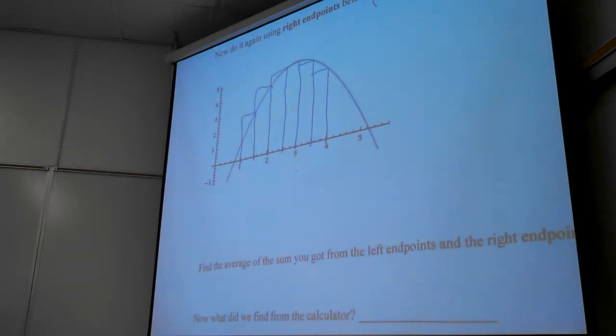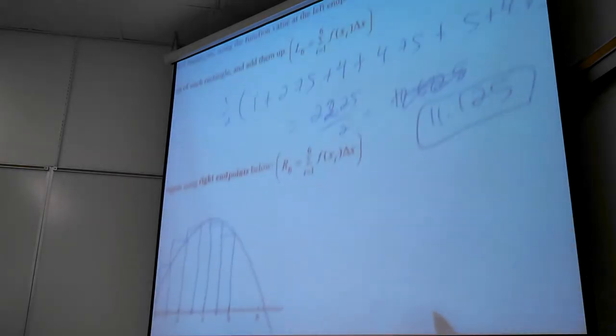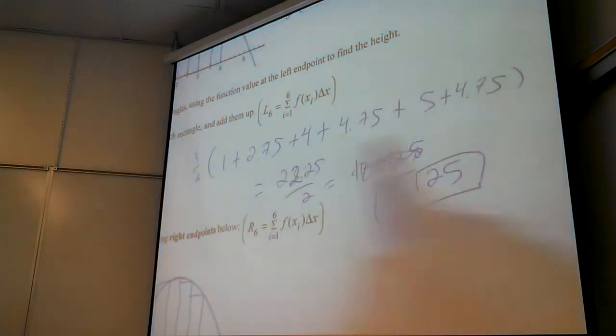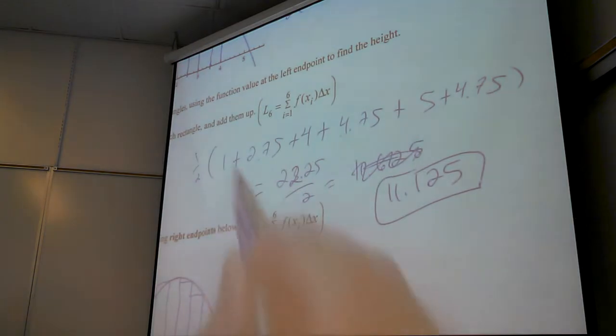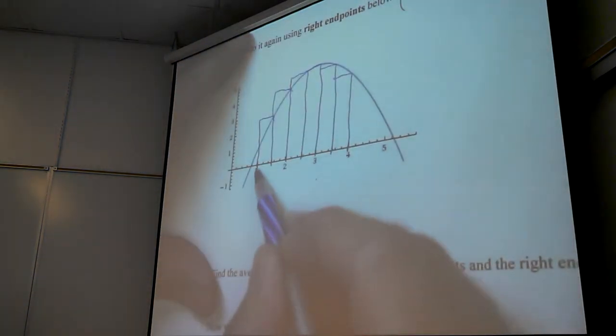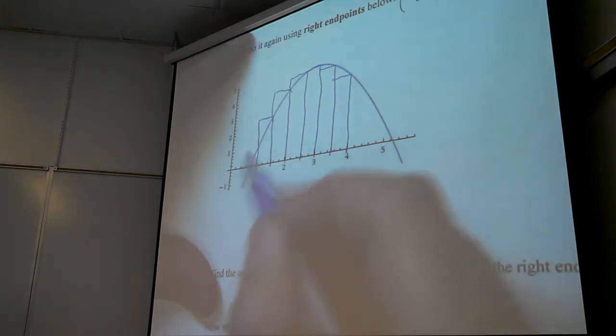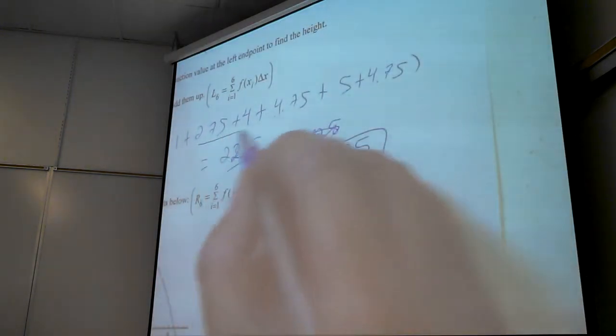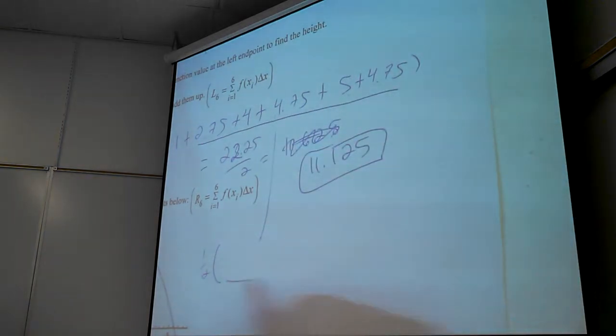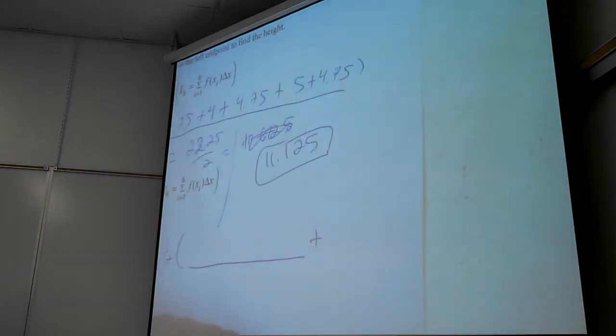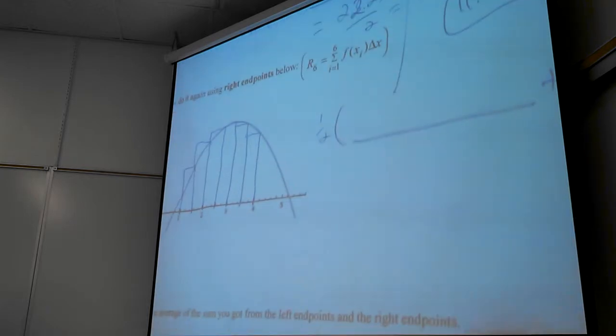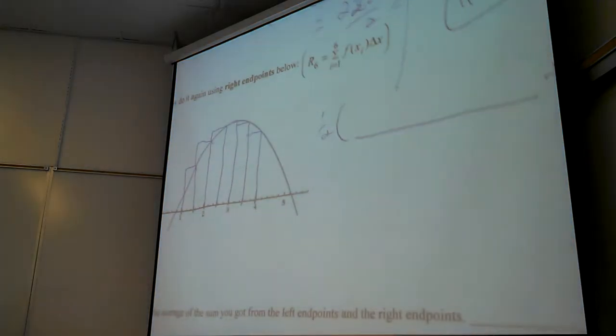You can use this if you want. Calculation-wise, it's better for you to get used to using this. Which one of these are you going to throw out? The one you're going to throw out for the right endpoint, because now I'm not using the one. I'm using this right endpoint to tell me how tall it is. So it's really just shifted over. 1/2 times this stuff plus now I've got to use at 4. And at 4 it's 4.